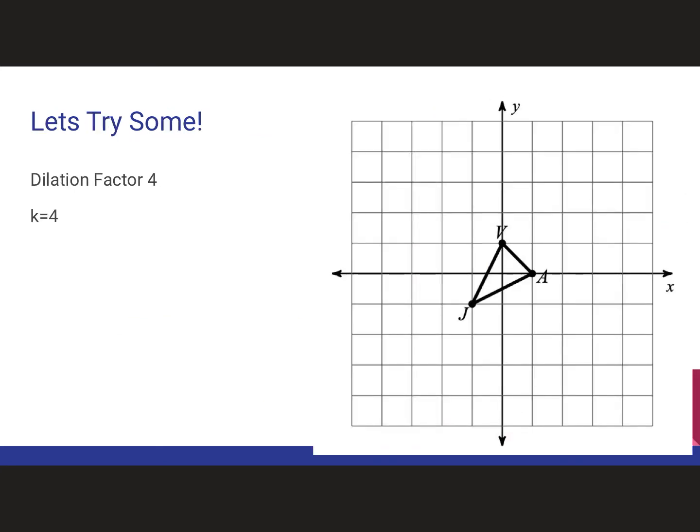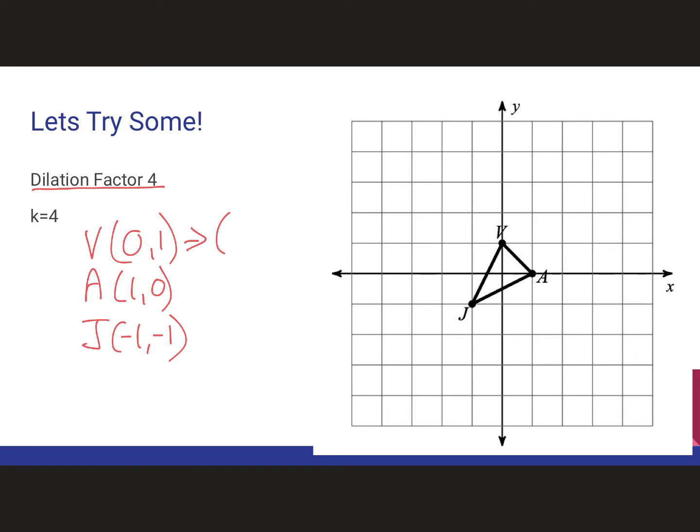Okay, so let's try a few. Here I have a dilation factor or scale factor of 4. So first I'm going to give my original points. I have V, A, and J. V is at the point 0, 1. A is at the point 1, 0. And J is at the point -1, -1. I'm literally just going to multiply each of my coordinates by 4. Well, anything times 0 is going to be 0, so 0. 1 times 4 is 4. This one becomes 4, 0. This one becomes -4, -4.